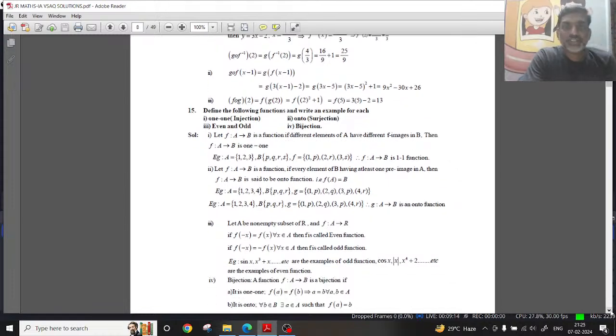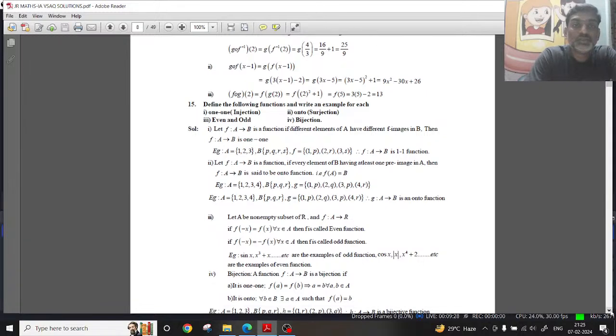Define the following functions and write an example for each. You know all the definitions, like what is one-one function, what is onto function, what is even and odd function, and bijection function. This is completely related to the theory part.